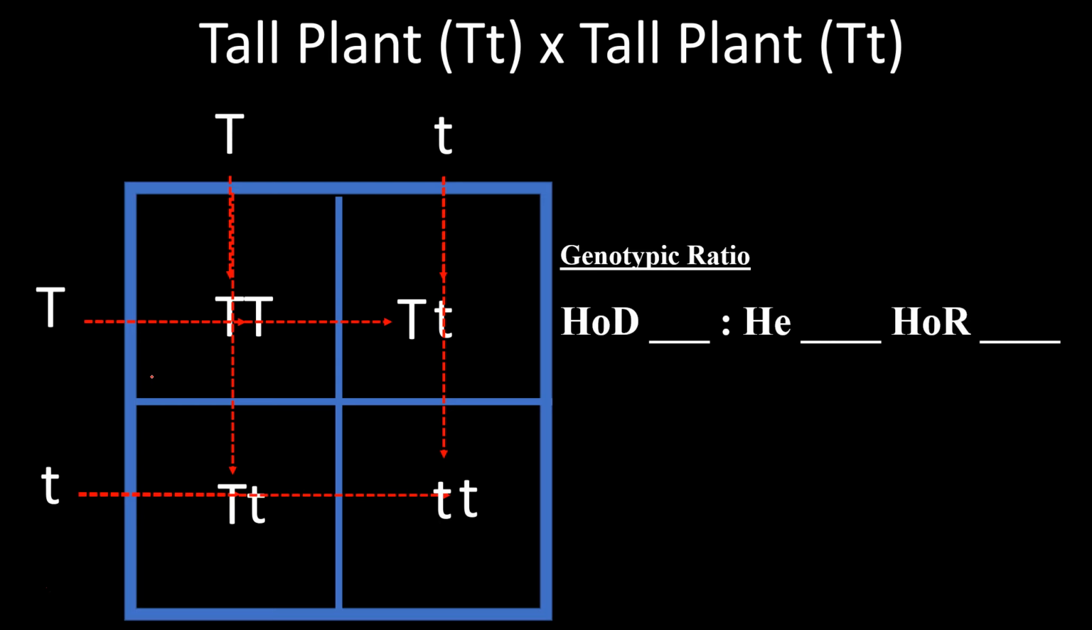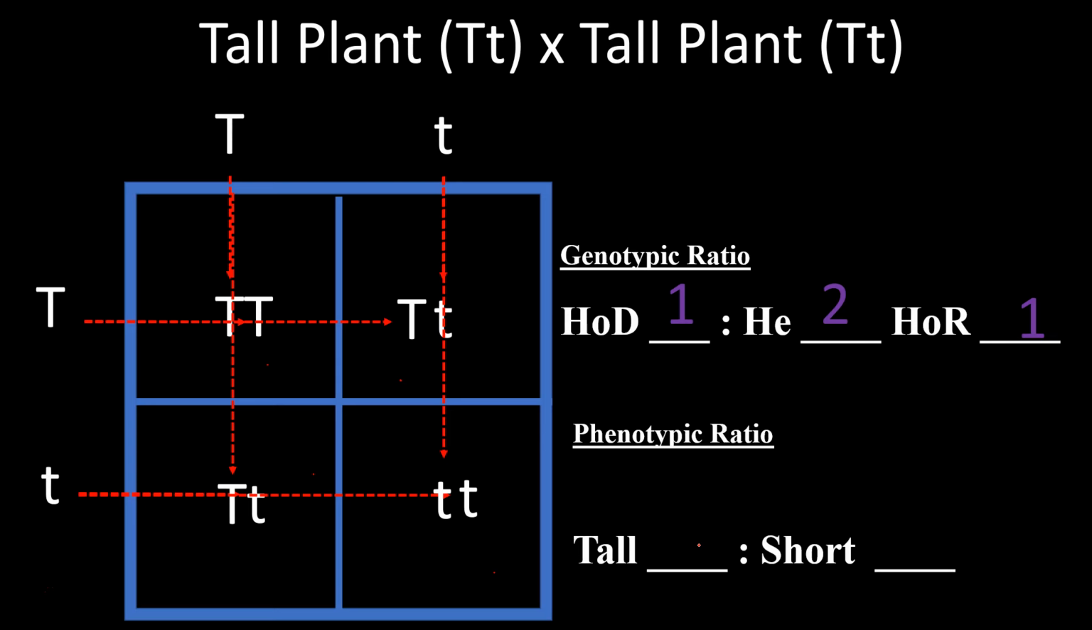The genotypic ratio: homozygous dominant, we have 1 right here. Heterozygous, we have 2. Homozygous recessive, we have 1. What about the phenotypic ratio? For talls, we're going to see 3. 1, 2, 3. Shorts, we're going to have 1.